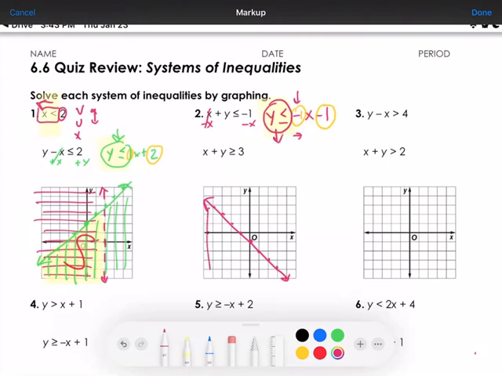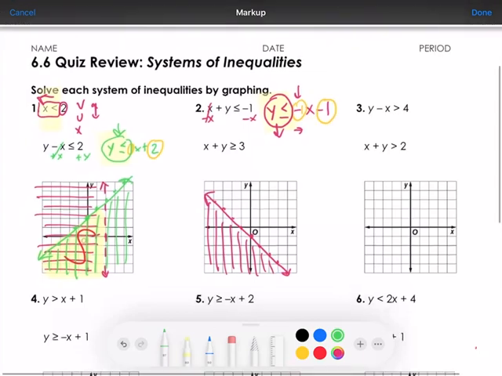Since y is less than, my shading will go down. All right, so that's the first line completely done. I'm going to go to the second line. Once again, I've got to get the y by itself, so I'm going to subtract x from both sides. I get y is greater than or equal to -x plus 3.